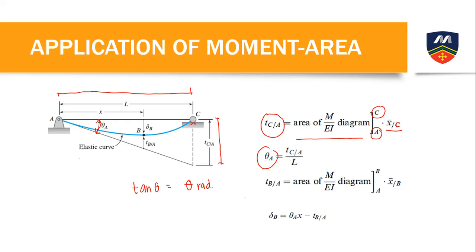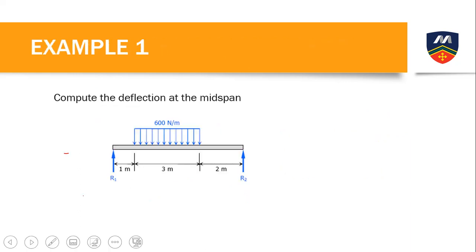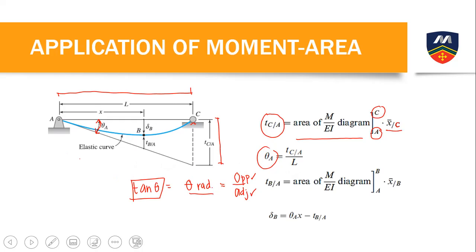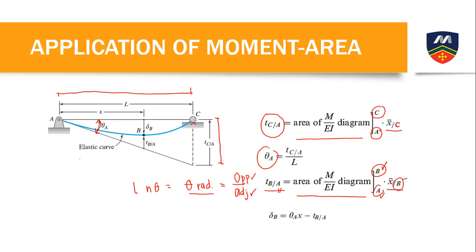So tangent theta or theta in radians is just equal to the opposite over the adjacent. Since our angle is very small, that is just opposite over adjacent, basically just equal to tangent theta. Okay? How about the deviation of B from A? It is just the area of the moment from A to B times the centroid of the moment area diagram relative to point B.